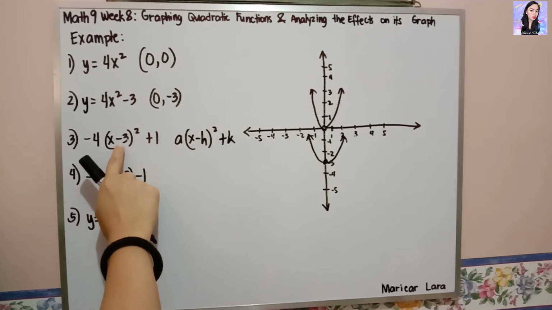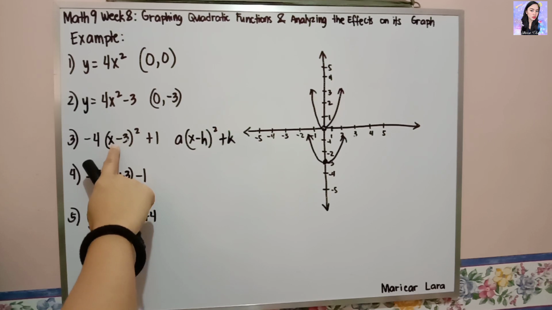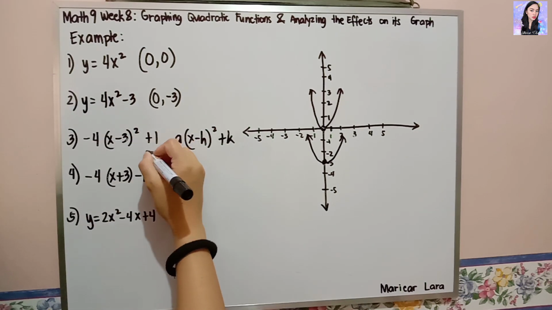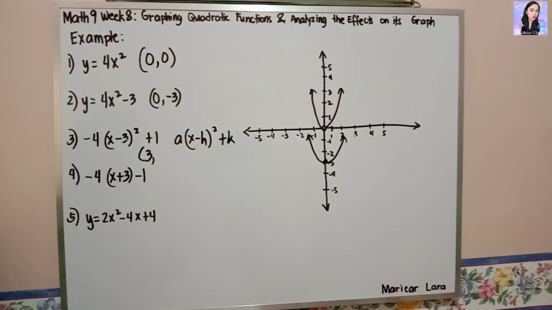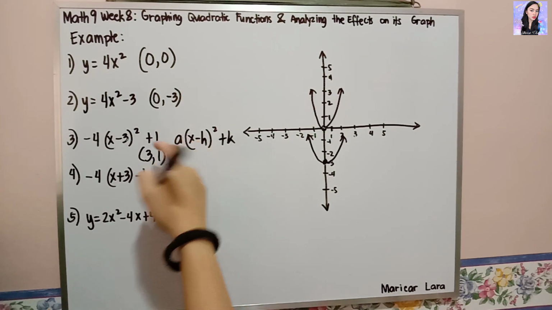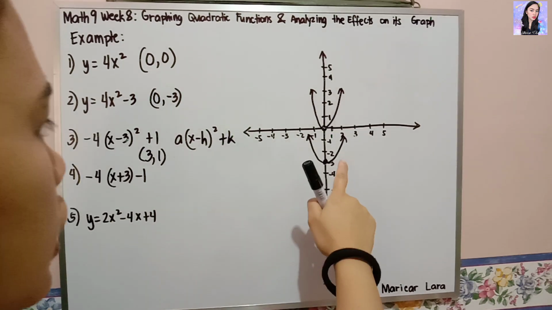Halimbawa, negative dito, kukunin mo yung positive. Kung positive naman, gagawin mo siyang negative. So ang ating vertex form ay dahil ito ay negative 3, magiging positive 3. And then, ang ating k ay positive 1. So, sa k, walang mababago. Sa h lang. Okay? So, hanapin lang natin dito yung 3.